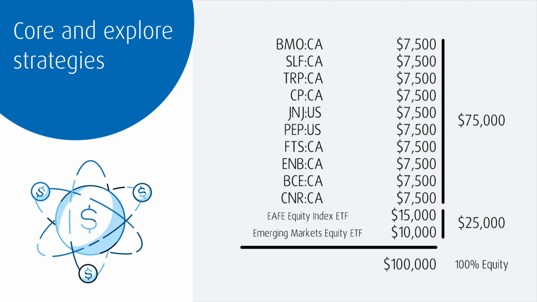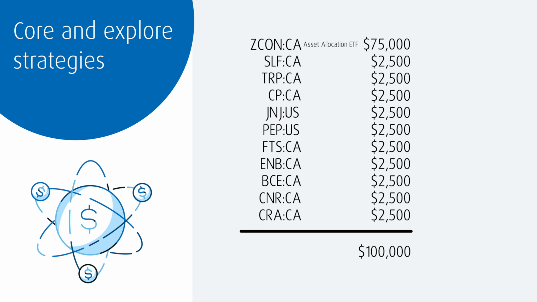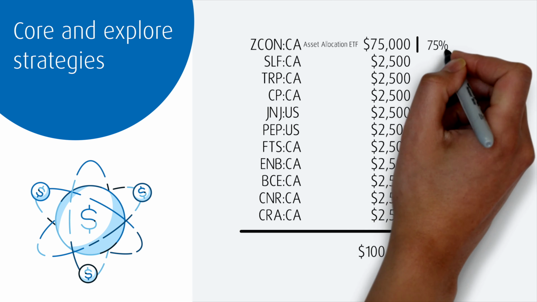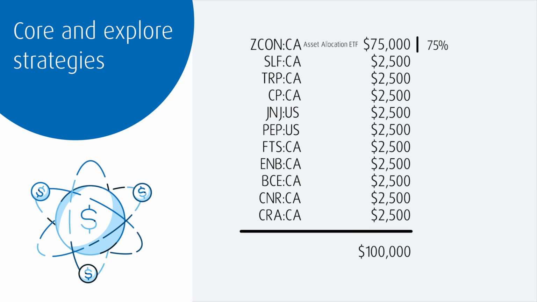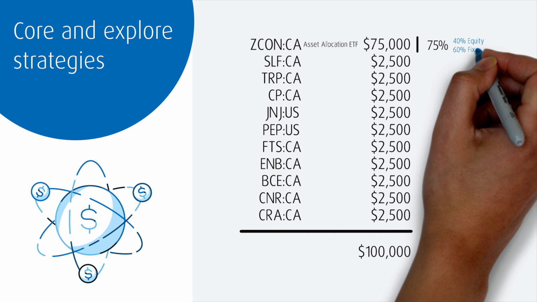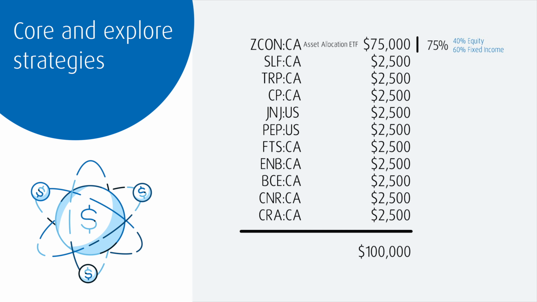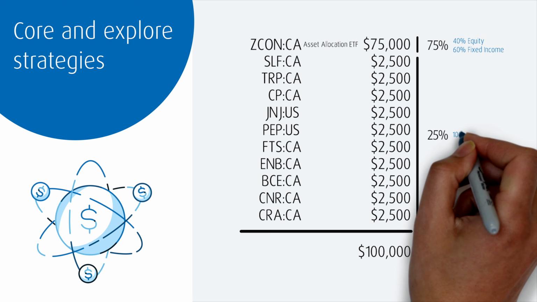And here's one more example for a more conservative investor. They have 75% of their portfolio in a conservative asset allocation ETF. This ETF has a 40% exposure to equities and 60% exposure to fixed income. The remaining 25%, or $25,000 of the portfolio, is invested in individual stocks.